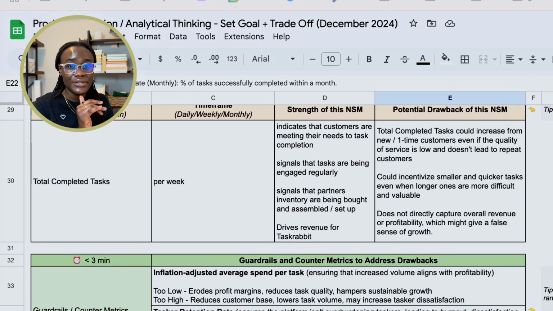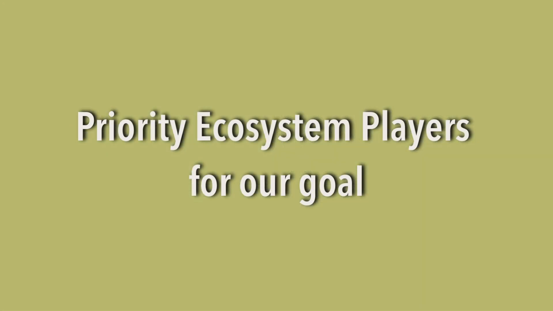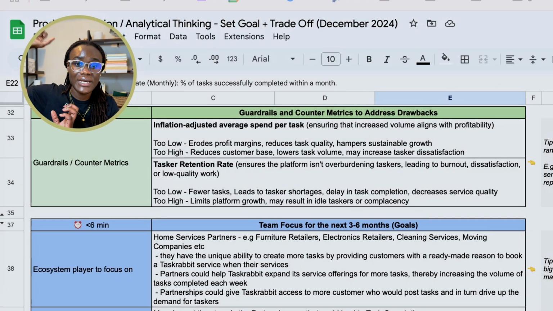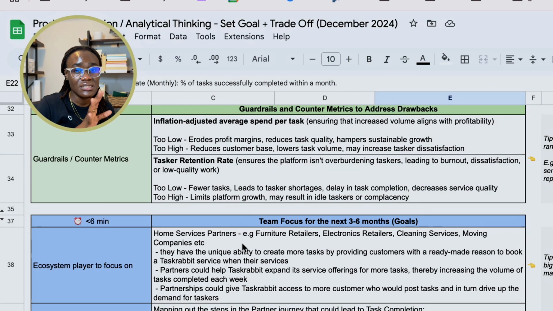Once we have done the counter metrics, the next thing that we now need to decide on is which ecosystem looks like a healthy ecosystem for us to focus on in order to improve the North Star metric. And this is an example. This doesn't have to be the option that you go for. This is just my own walkthrough of this example. You may pick another ecosystem player to focus on based on your own reasons and your own decision and whatever you think works for you. Most times in interviews, there's no right or wrong. They're just looking at your thinking approach, and how you justify and explain your reasoning.